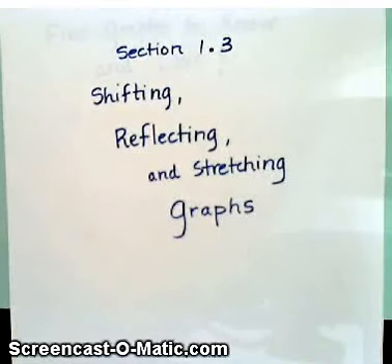Okay, let's play with some graphs. This is shifting, reflecting, and stretching graphs. Or another way to talk about this is how to graph anything without using your graphing calculator, just in case you don't have it, or you don't have any batteries, or you loaned it to someone, or maybe you just want to do this quicker. So we're going to learn about some graphs.